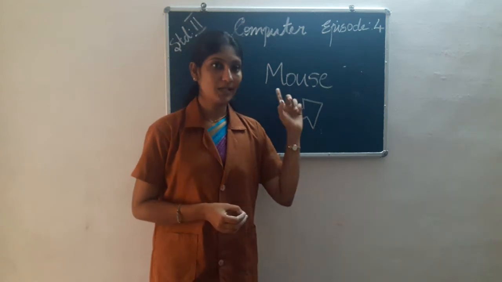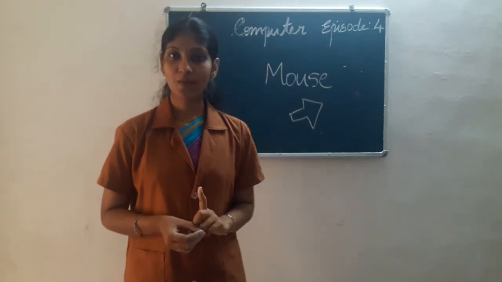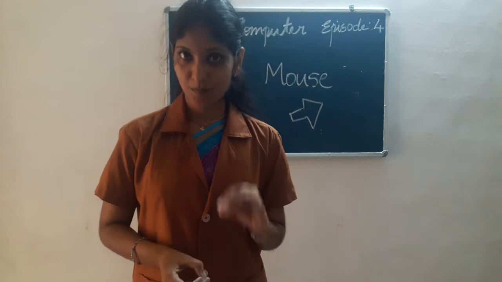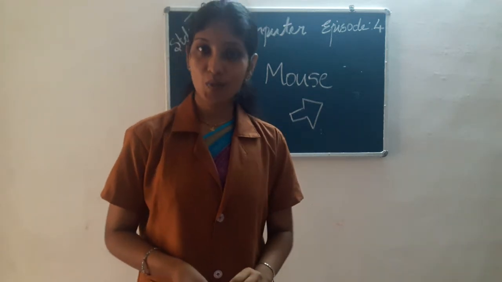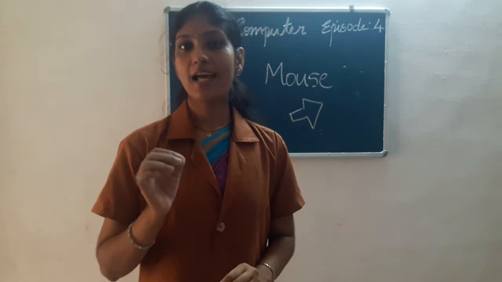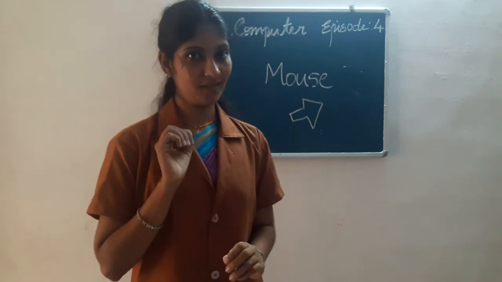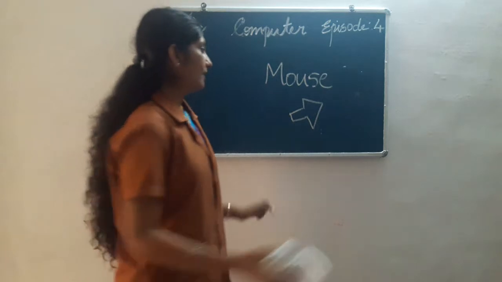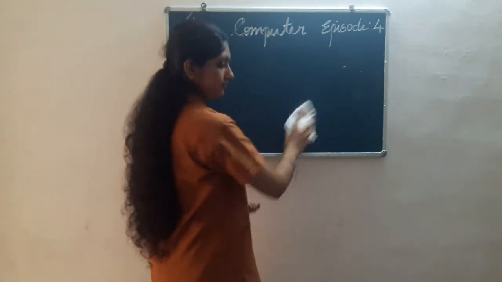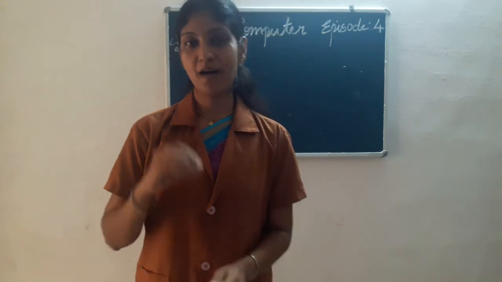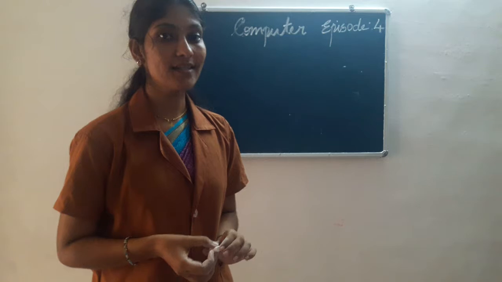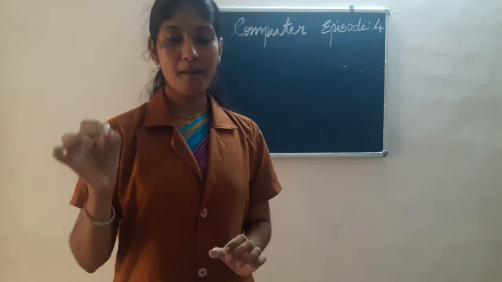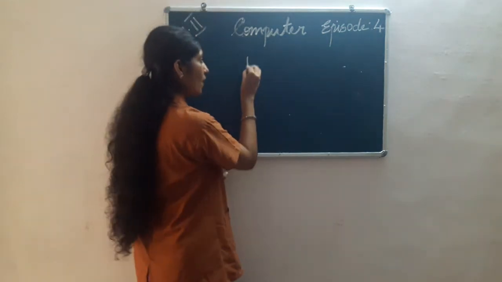Right? So mouse is which type of device? It is an input device. And what is its use? It is used for pointing and clicking. Right? Okay. Then next is how to point with the mouse. So next topic is pointing the mouse.